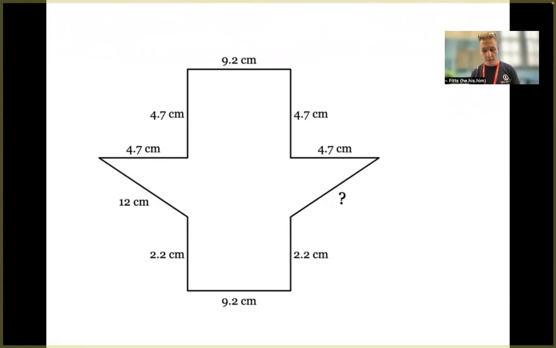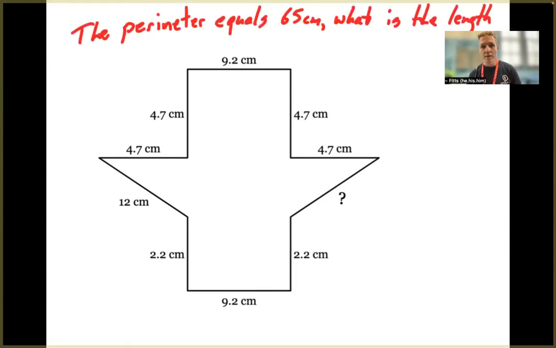But the problem has to actually give you more information than this. So this is what the problem said. The perimeter equals 65 centimeters. What is the length of the missing side? So okay, now that we have that information, what we can do is add up all of these sides.